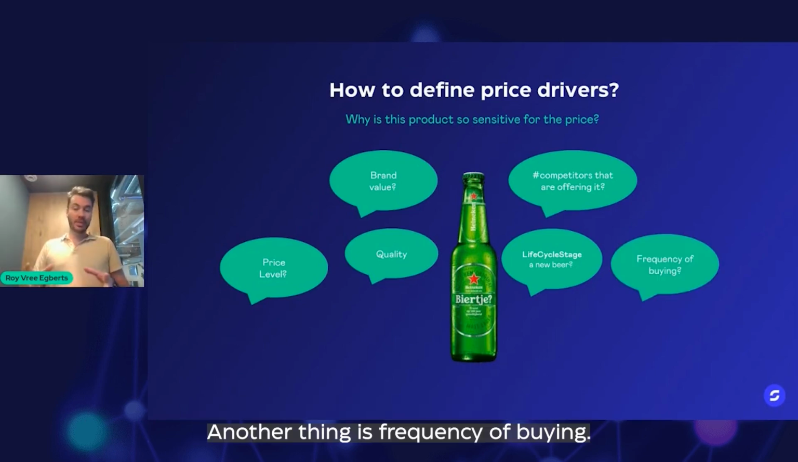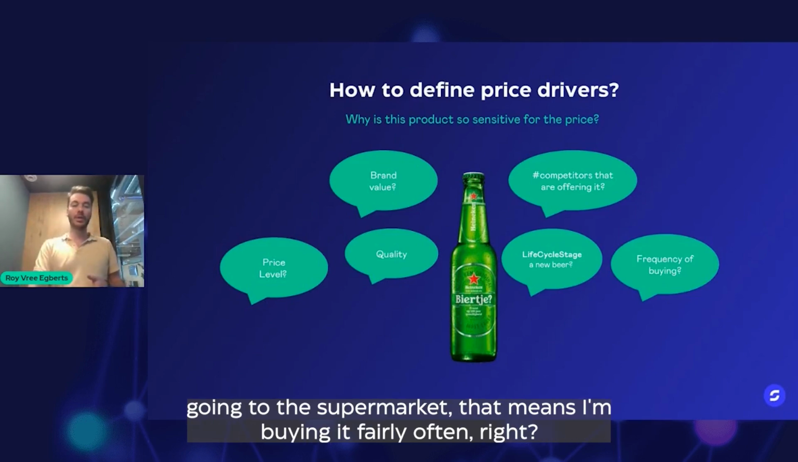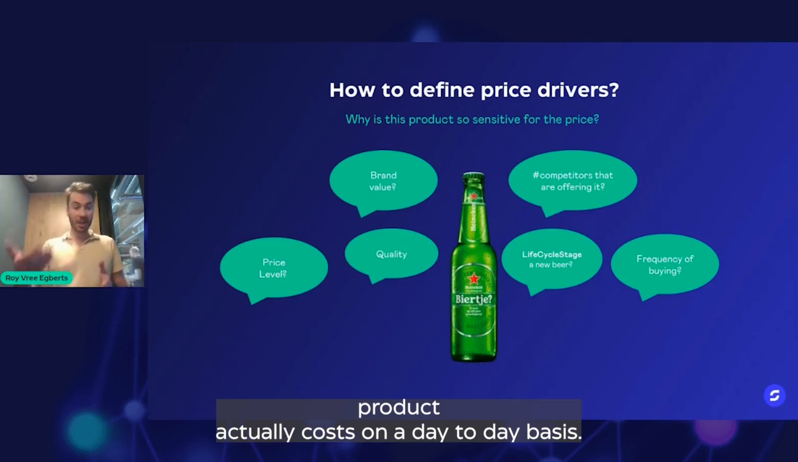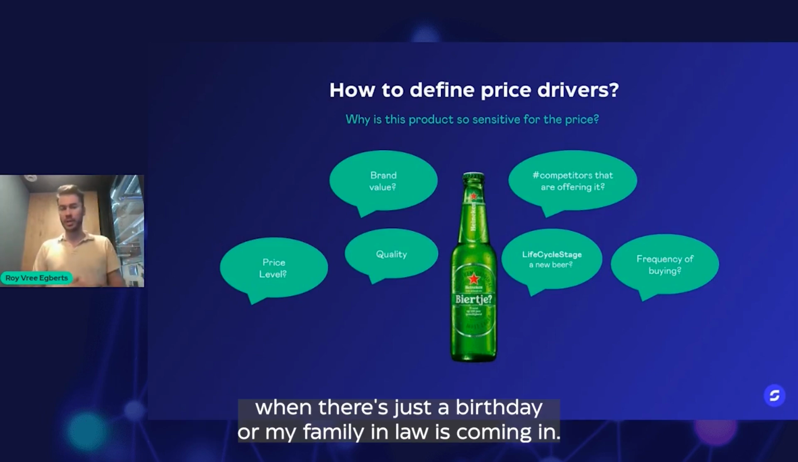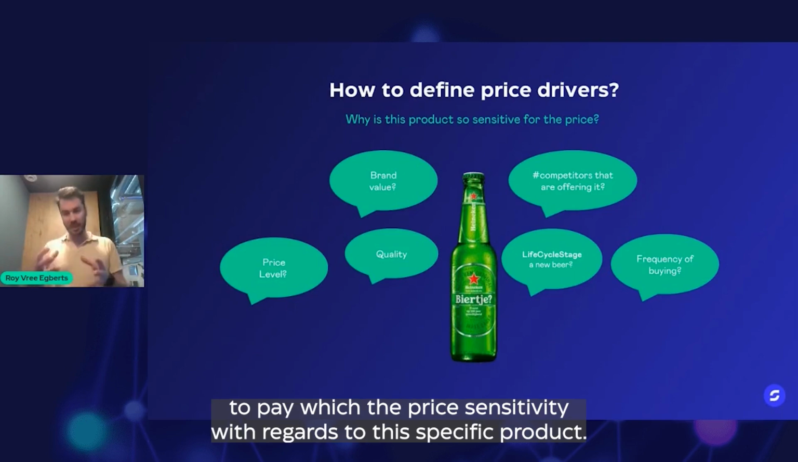Another thing is frequency of buying. So let's say I'm a daily user of this beer and every single day I'm going to the supermarket, that means I'm buying it fairly often, right? So then I have a better understanding of what this product actually costs on a day-to-day basis, instead of buying it when there's just a birthday or my family-in-law is coming in. So the frequency of buying also helps in determining what is the willingness to pay, what's the price sensitivity with regards to this specific product.